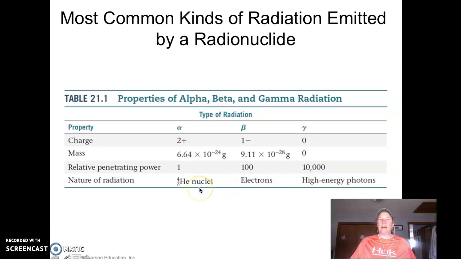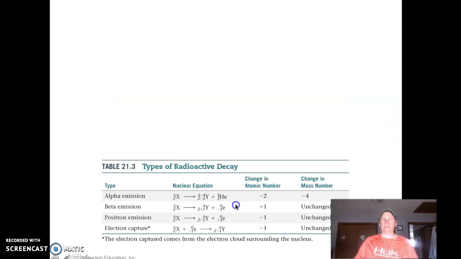So these are the nature of the radiation. This is a nuclide, just like helium. Here you're dealing with electrons. Here you're dealing with photons. So this one's a little different, but I'll show you how to write them up.